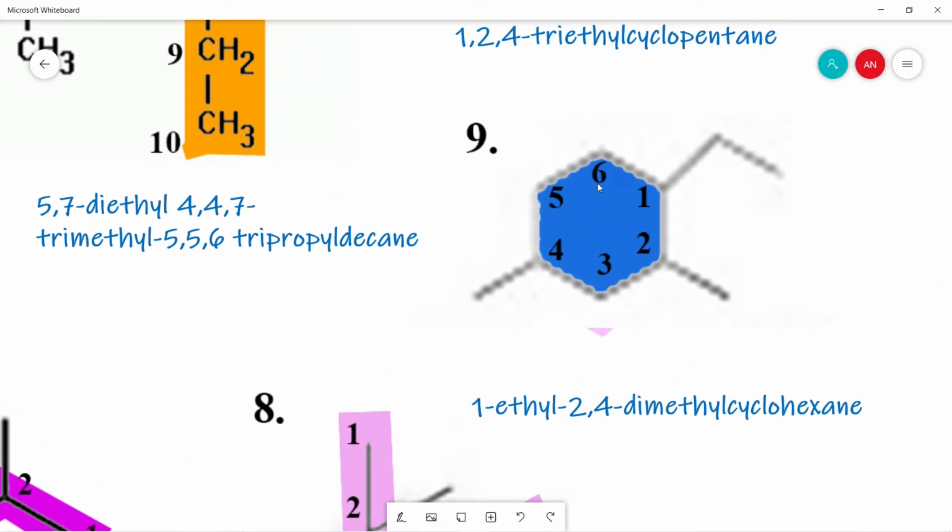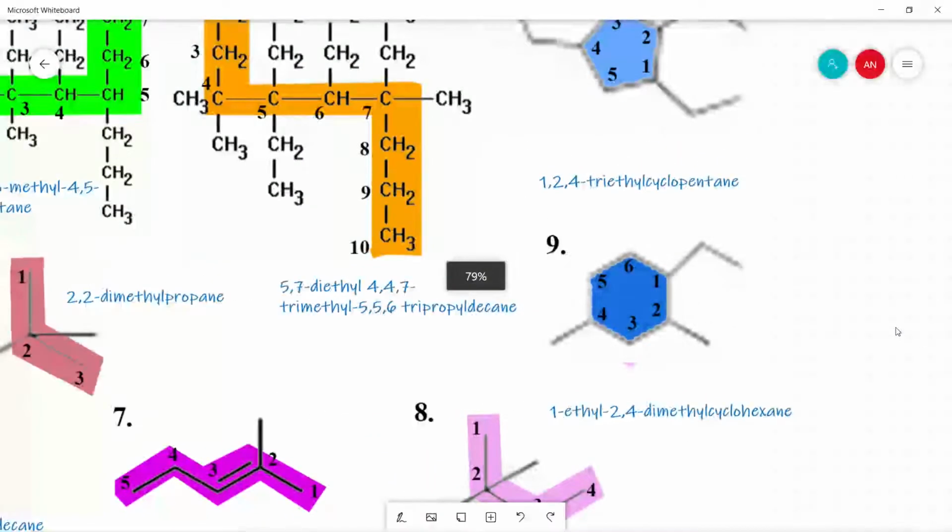We can clearly see here that there are 6 carbons, and I have assigned numbers to the carbons so the substituent gets a lower number, so it is 1 ethyl, because on the first carbon there's an ethyl radical, and on the second and fourth carbons there are 2 methyl radicals, so 1 ethyl 2,4 dimethyl cyclohexane.